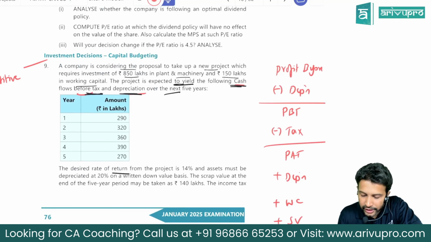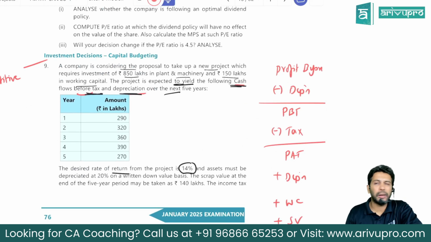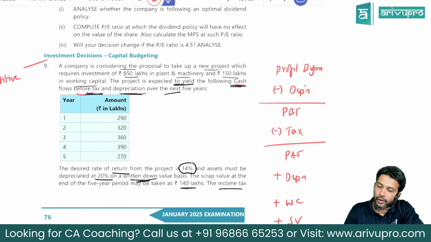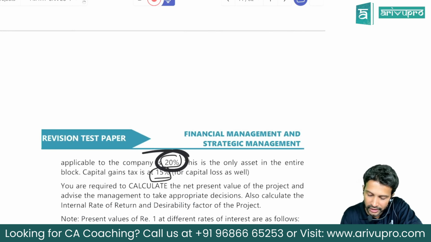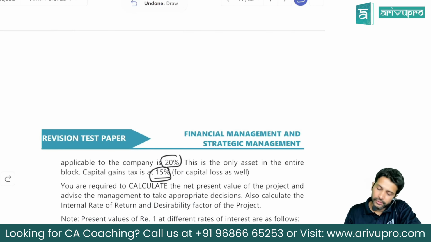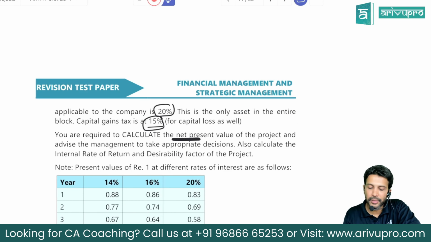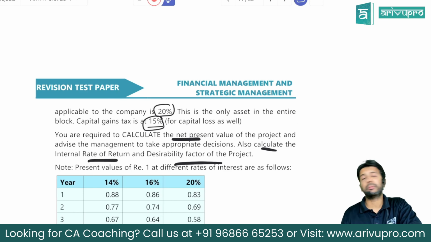The desired rate of return for the project is 14%, meaning your cost of capital is 14%. Asset must be depreciated at what rate? 20% on WDV basis. The scrap value may be taken as 140 lakh. Tax rate applicable to the company is 20%. On capital gain loss, you have to pay at 15%. You are required to calculate NPV of the project, also calculate IRR of the project and desirability of the project.